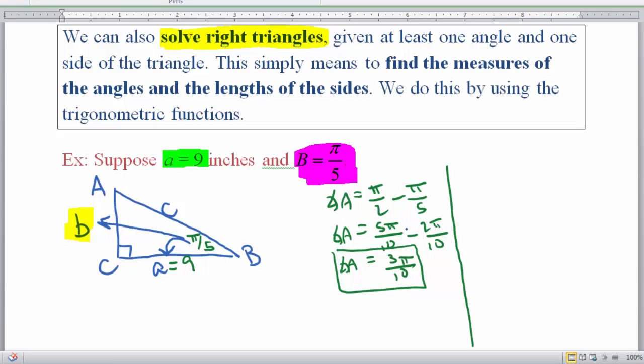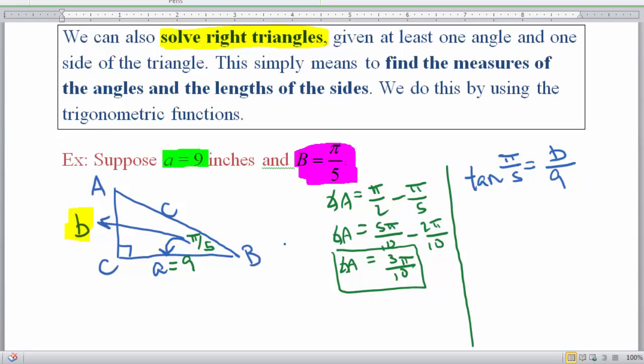So tangent is what we're going to use here to find side B, because we're dealing with the opposite and the adjacent. So what was the definition of the tangent of an angle? The tangent of the angle, which in this case is pi over 5, was always equal to the opposite, because this was SOHCAHTOA, so we're at the TOA part. So the tangent of pi over 5 was equal to the opposite, which is the thing we're trying to find, which is B, over the adjacent, which is 9. So that's my equation to solve. The tangent of pi over 5 equals B over 9.